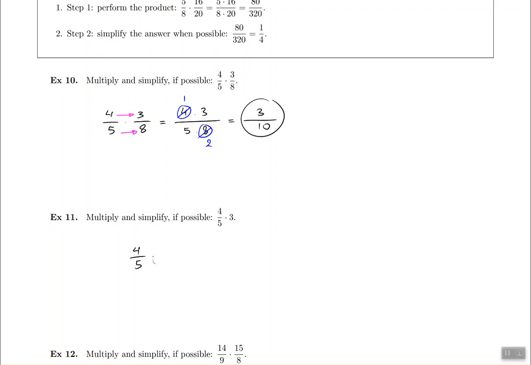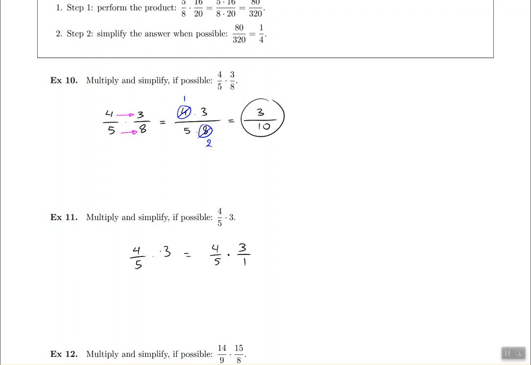In example 11, we have 4 over 5 times 3. This one looks like it's not going to work, but you just have to remember that 4 over 5 multiplied by 3 is the same thing as 4 over 5 multiplied by 3 divided by 1. There's always the invisible 1 underneath the numbers.